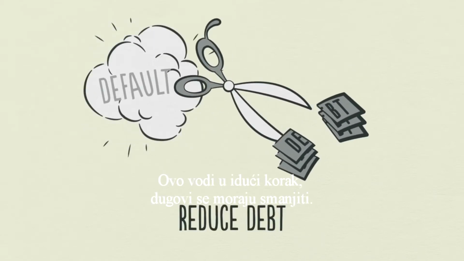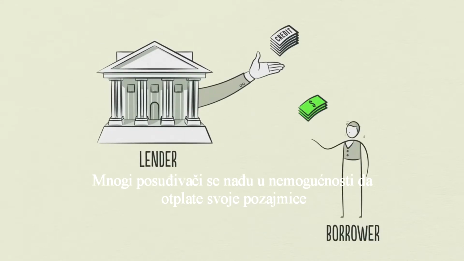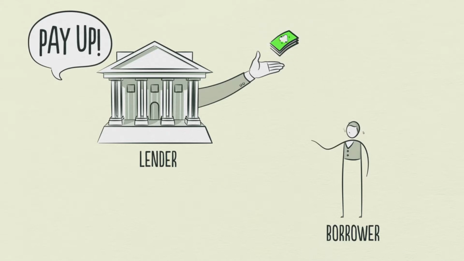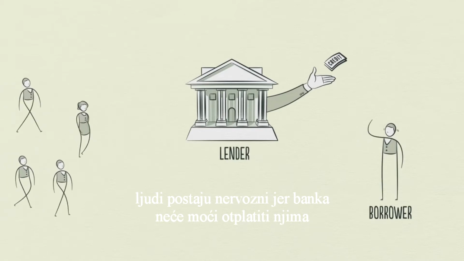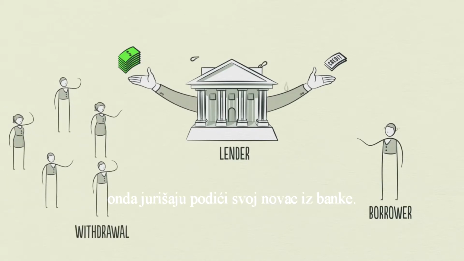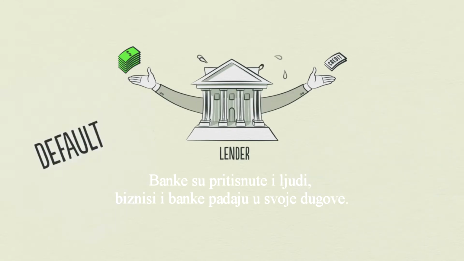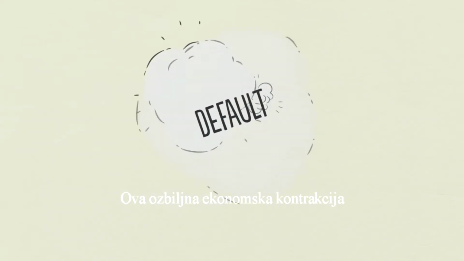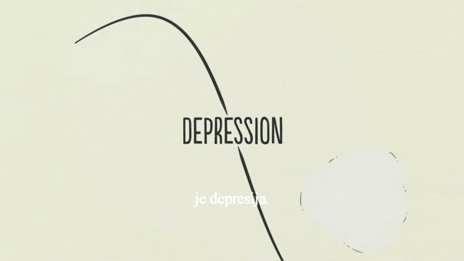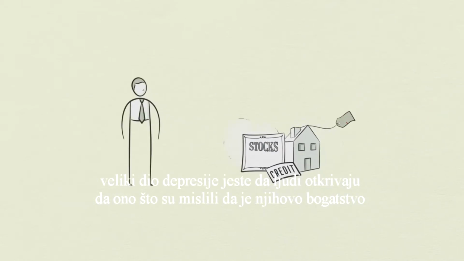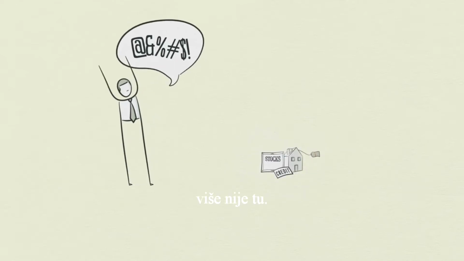Debts must be reduced. Many borrowers find themselves unable to repay their loans, and a borrower's debts are a lender's assets. When a borrower doesn't repay the bank, people get nervous that the bank won't be able to repay them, so they rush to withdraw their money from the bank. Banks get squeezed, and people, businesses, and banks default on their debts. This severe economic contraction is a depression. A big part of a depression is people discovering much of what they thought was their wealth isn't really there.